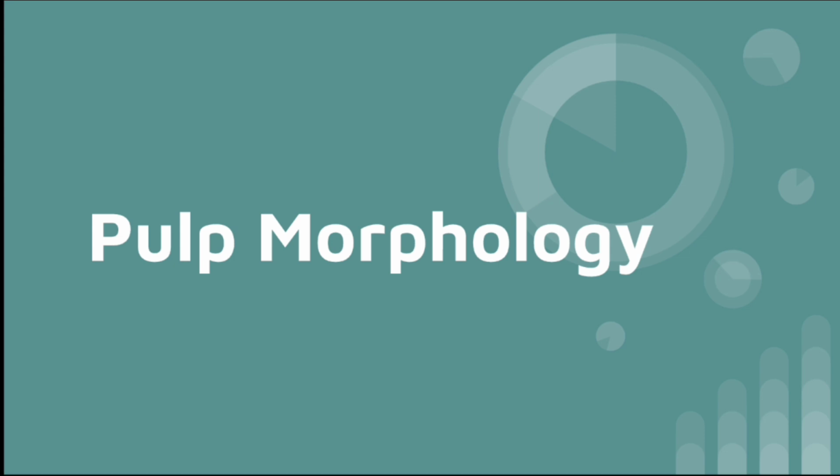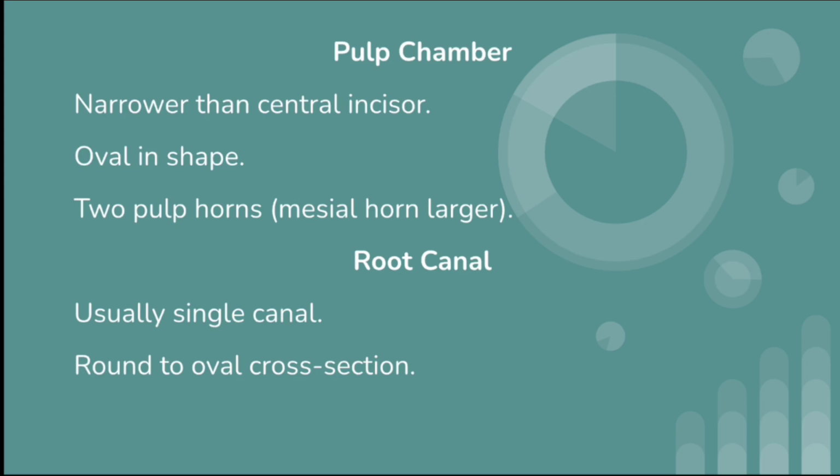So what is the pulp morphology here? The pulp chamber will be narrower than the central incisor. It is oval in shape. Sometimes there are two pulp horns, the mesial horn and the distal horn, and the mesial horn will be the largest one. The root canal will be single.